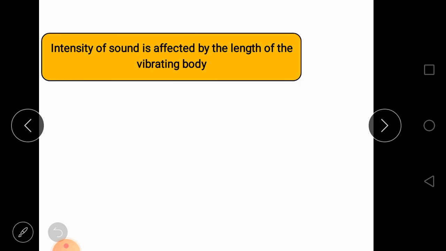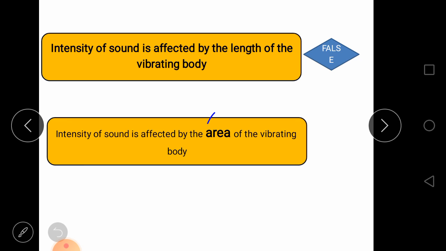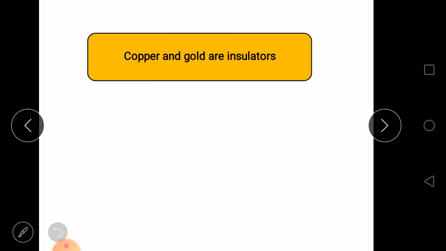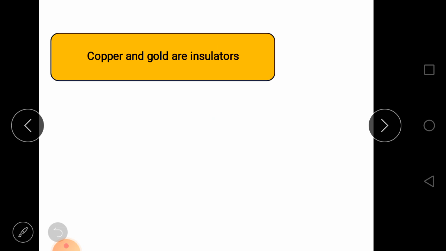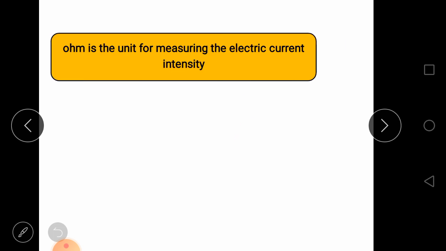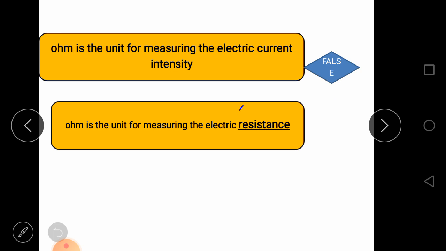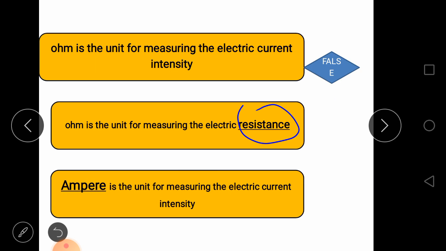Intensity of sound is affected by the length of the vibrating body. False. It is affected by the area, yes, the area of the vibrating body. Copper and gold are insulators. False. They are conductors. Electroscope is used to detect the presence of charges on objects. True. Ohm is the unit for measuring the electric current intensity. False. Ohm is the unit for the resistance, and the unit used for the electric current intensity is ampere.